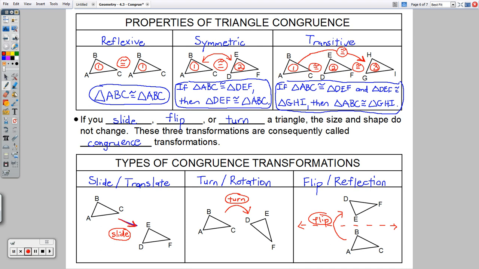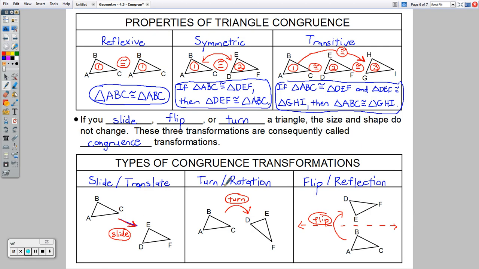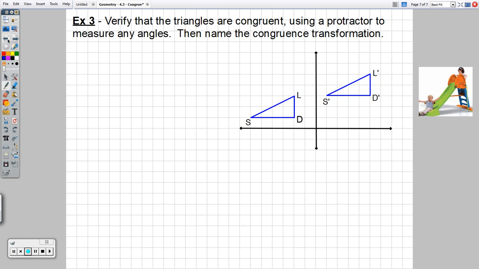And now finally the last example. So on this one, verify that the triangles are congruent using a protractor to measure any angles, okay? And then name the congruence transformation. So is this going to be a slide, a turn, or a flip? Did I maybe give you a hint here? Maybe I'm trying to throw you off.